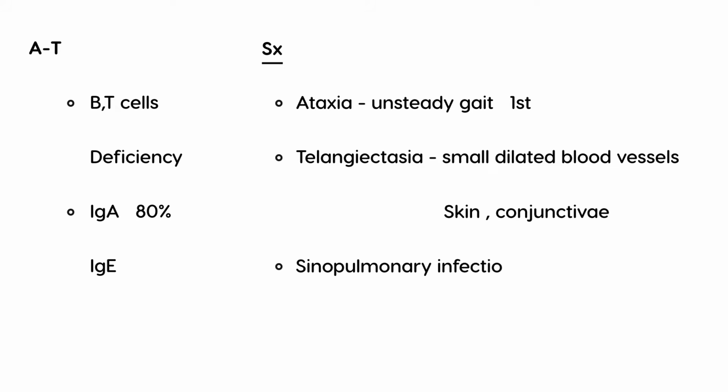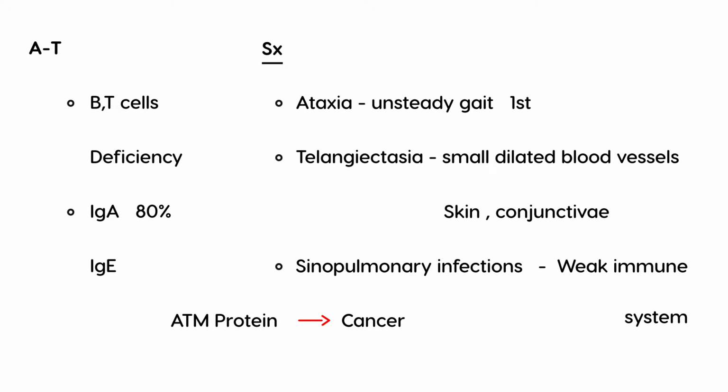The third thing that can happen is the sinopulmonary infections. And the reason this happens is because you have a weak immune system. And the weak immune system is characterized by the B and T cell defects and the lack of immunoglobulins such as IgA and IgE. And then I touched on this earlier. There's a large number of cases that can progress to cancer because that ATM protein has a mutation in it and doesn't allow proper control of the rate of cell growth and division.